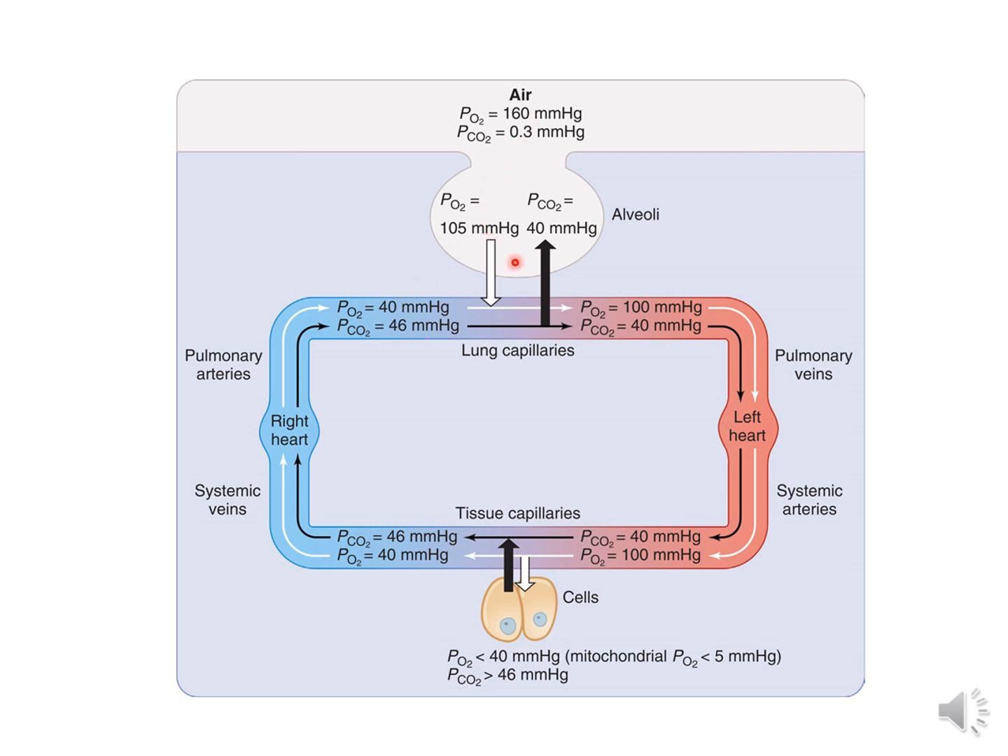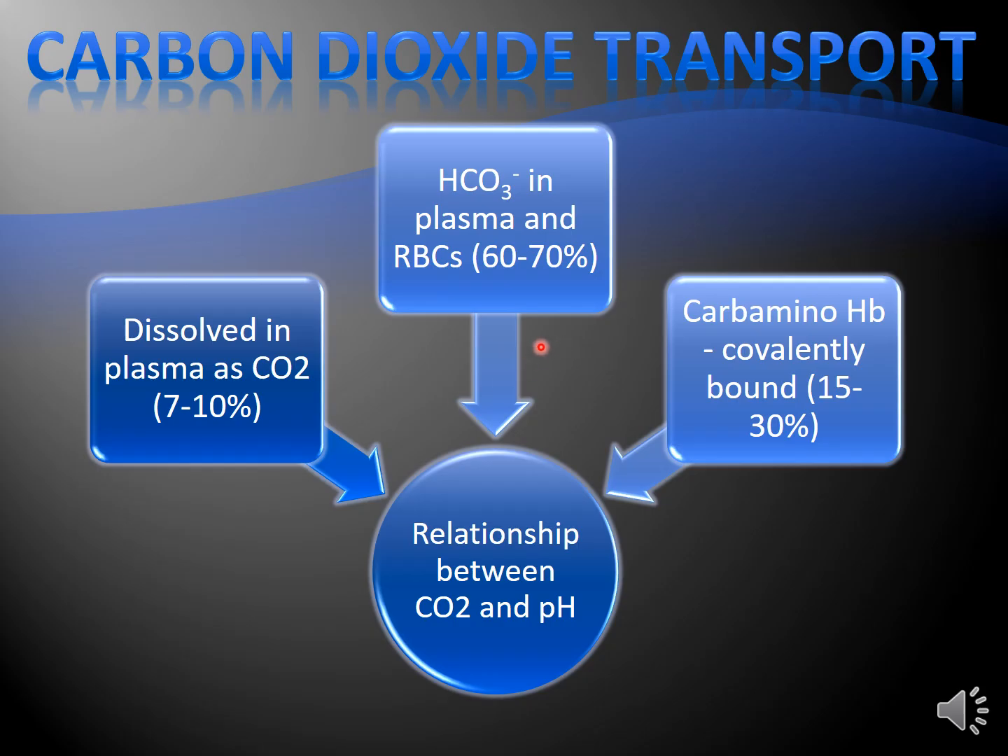For CO2, a little bit more complicated why, but the low end is 40, and then the high end, when it picks up CO2 from the cells, is 46, and that's kind of all you need to know for those two. All right, carbon dioxide as a gas can be dissolved in the blood pretty easily. It doesn't stay that way because it dissociates into bicarbonate, and it can also bind to hemoglobin as CO2.